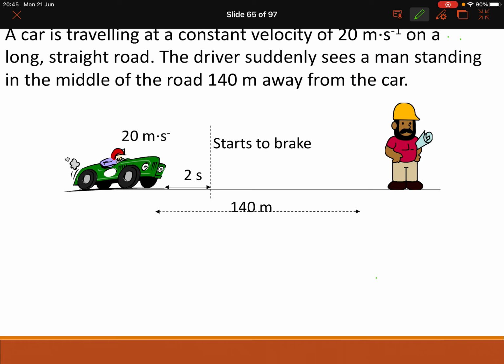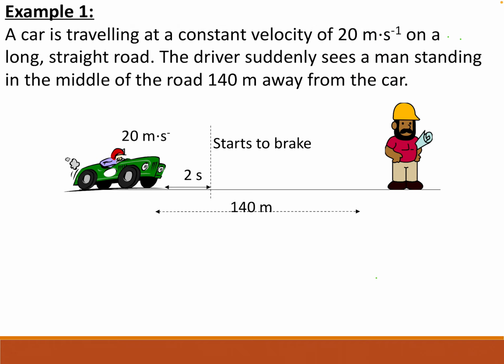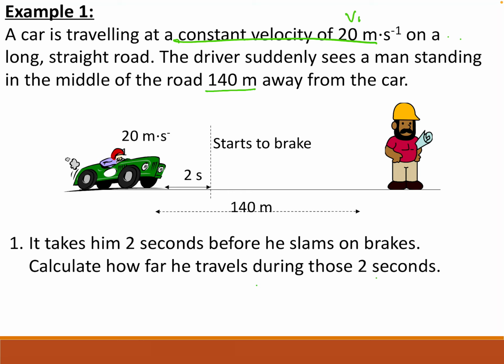So, a car is traveling at a constant velocity, so that's my initial velocity, on a long straight road. The driver suddenly sees a man standing in the middle of the road. Well, that's a bad place to be standing in the first place. 140 meters away from the car. So this is the situation. This is my initial velocity. That should have a -1 there. So this is initial velocity. It takes him 2 seconds before he slams on the brake.